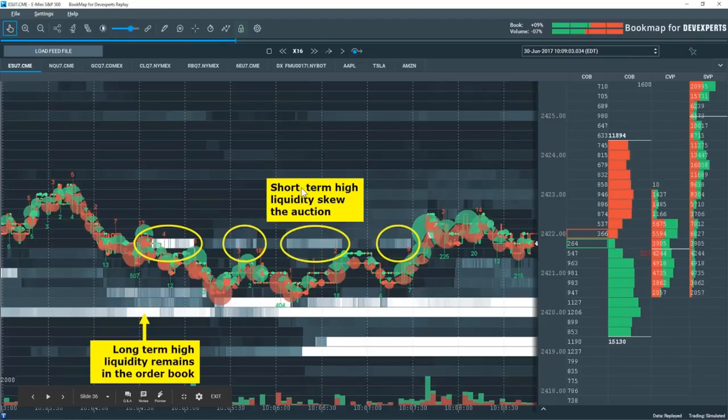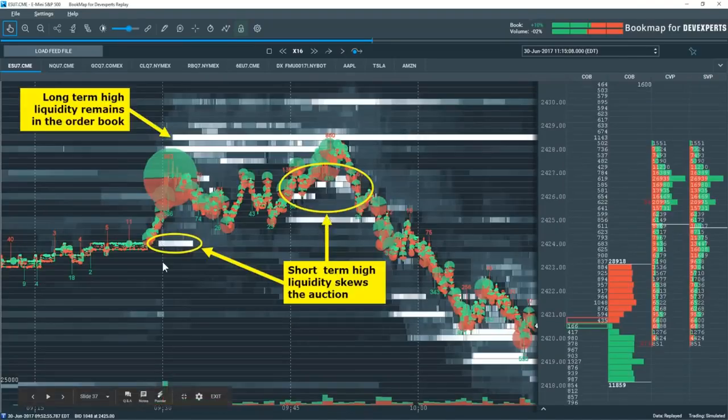We're going to talk about this concept a bit later, but I'm going to introduce it: the difference between short-term high liquidity skewing the auction, and longer term liquidity that remains in the book. This longer term liquidity is already understood by the auction, right? But this new information that jumps into these areas and then pulls needs to be digested by the market. And you can see that heavy imbalance has an effect on price.